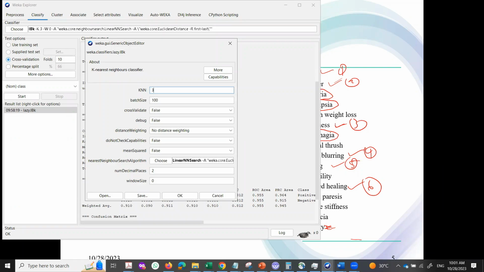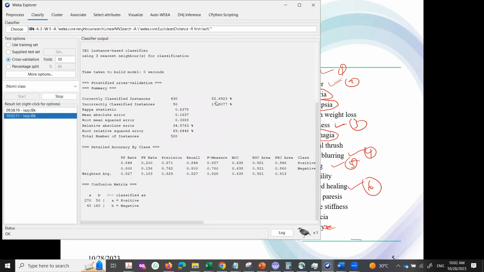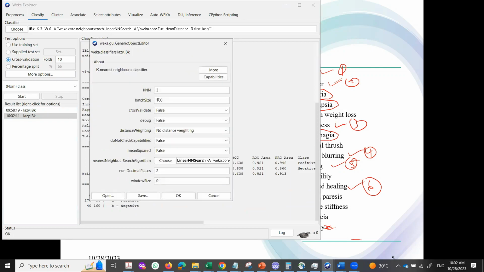So we can try 3, we can try 5, we can try 7, we can try 9, keep going until the result is no more improving. So now we're making it 3, then we can run the experiment again. We can see making it 3 actually reduced the performance to 82%. It means for this data set, let's make it 5.